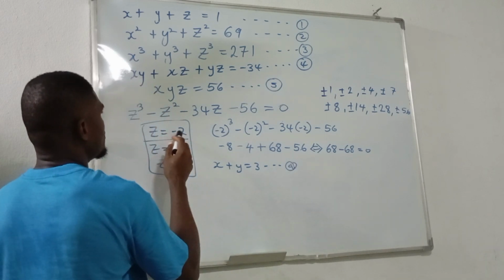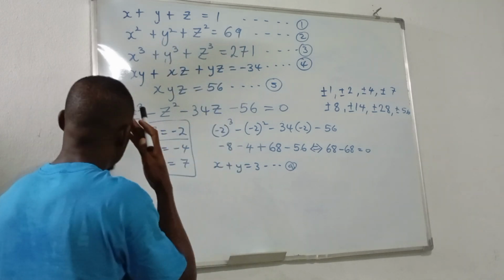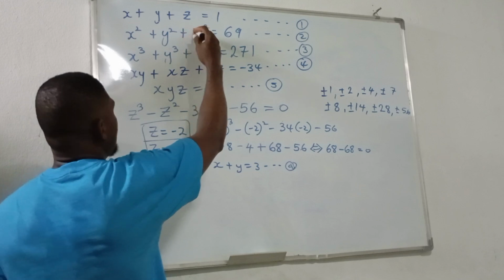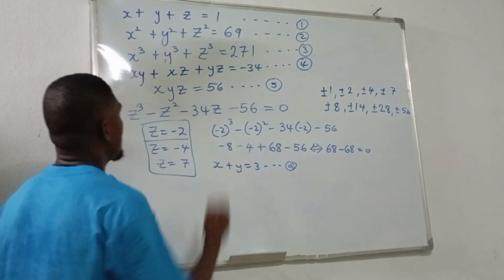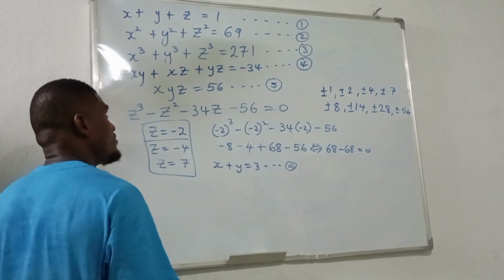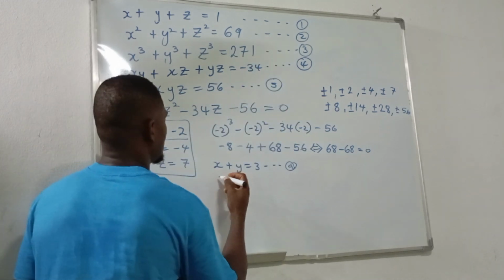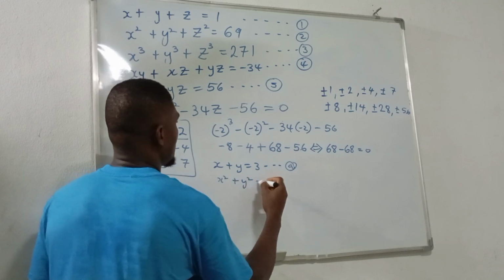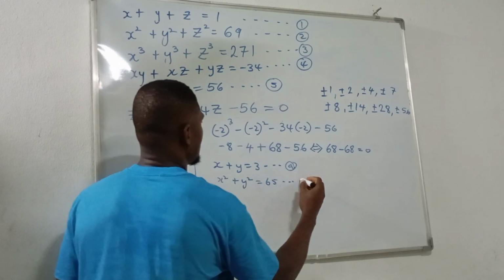And then we also substitute this into the second equation. If you do that, this is going to be x squared plus y squared plus minus 2 squared, which is 4. You move 4 to this side, it becomes 69 minus 4, which is 65. So we're going to have the second equation as x squared plus y squared equal to 65. So that will be equation B.